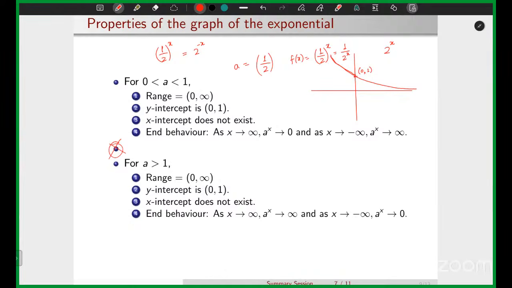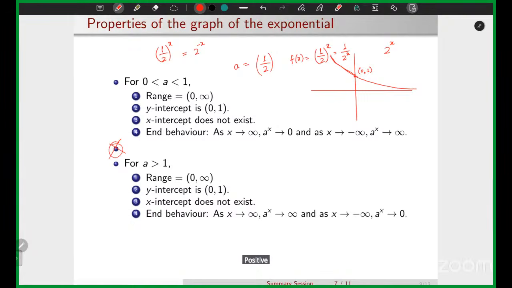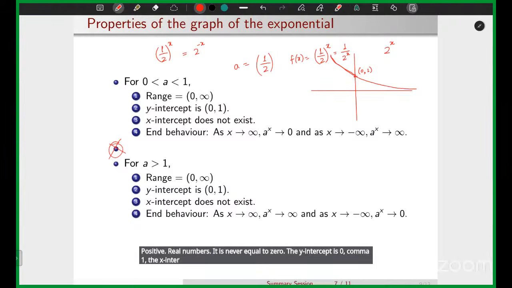right? So all of these things should be clear from what we have discussed so far. The range is equal to the positive real numbers. It is never equal to 0. The y-intercept is (0, 1). The x-intercept does not exist. It is also a strictly decreasing function.